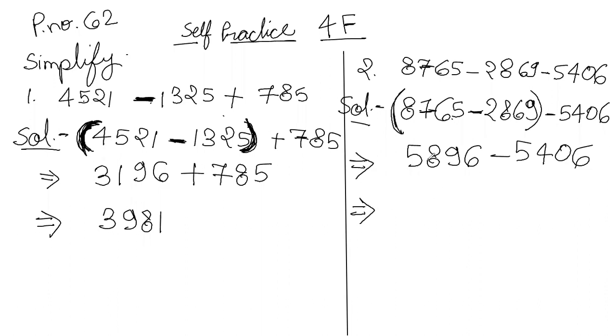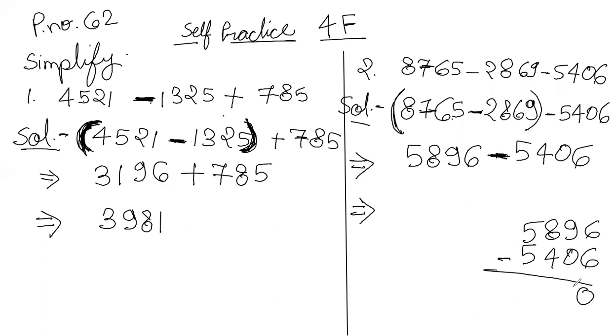Now look at the board. You have two numbers and one operation is there. You know how to solve. Again in rough work, you have to arrange both the numbers column wise and apply the operation. Here minus sign is there, it means subtract. 6 minus 6 is 0. 9 minus 0 is 9. 8 minus 4 is 4 and 5 minus 5 is 0. So the result is 490.